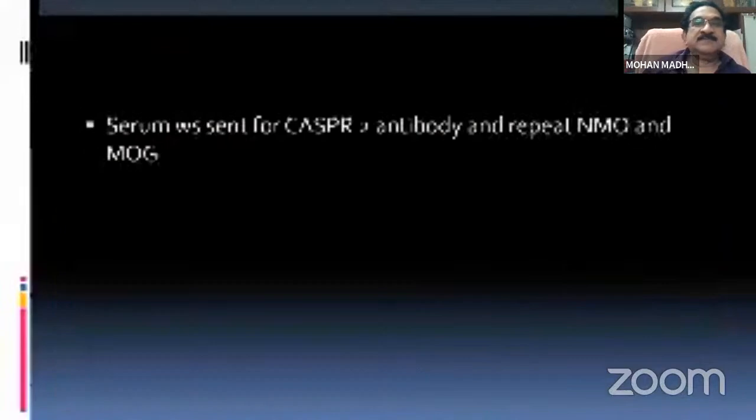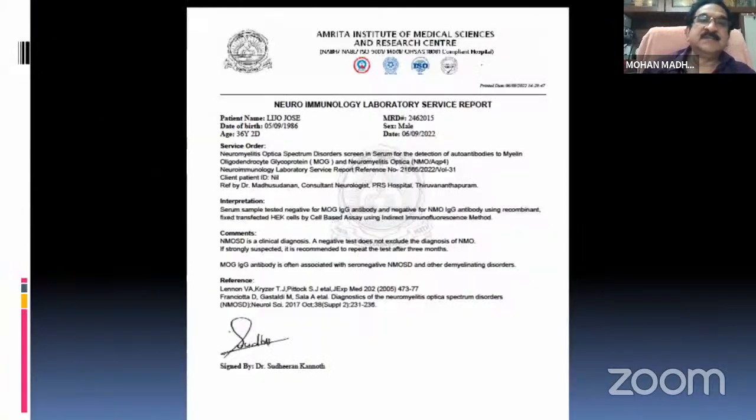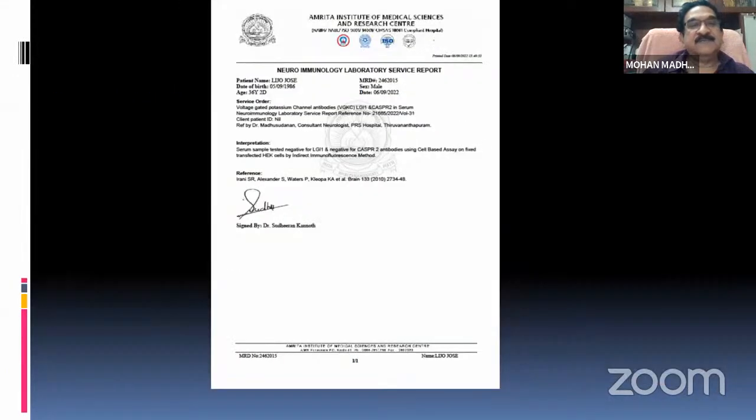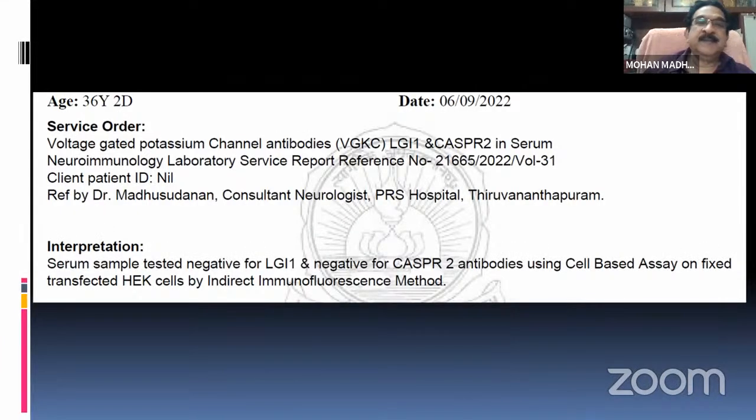So serum antibody was sent, a repeat NMO and MOG was sent. This is the report. NMO negative, MOG negative, the other one is also negative. Caspr2 antibody is also negative. So this is the story. I do not know what the condition is. So I can only say some recurrent demyelination in the central and peripheral nervous system.